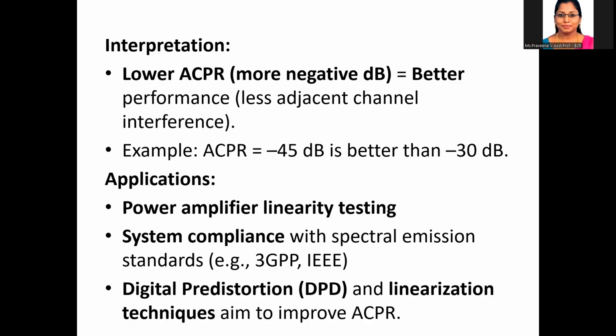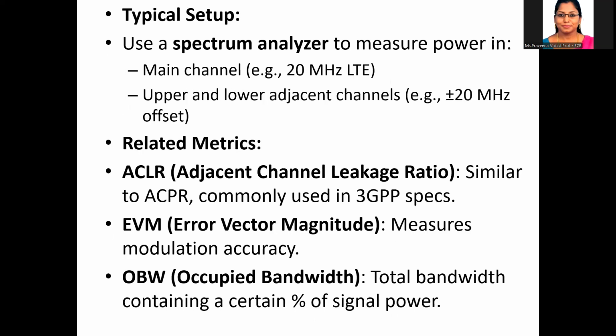And next is digital pre-distortion, that is DPD. We have already learned about that. The last one is wireless communication systems. These are the applications. Then the typical setup generally uses a spectrum analyzer in order to measure the power. There will be two channels, the adjacent channel and main channel, as I have already told. And ACLR is the adjacent channel leakage ratio, EVM is the error vector magnitude, and OBW is the occupied bandwidth.